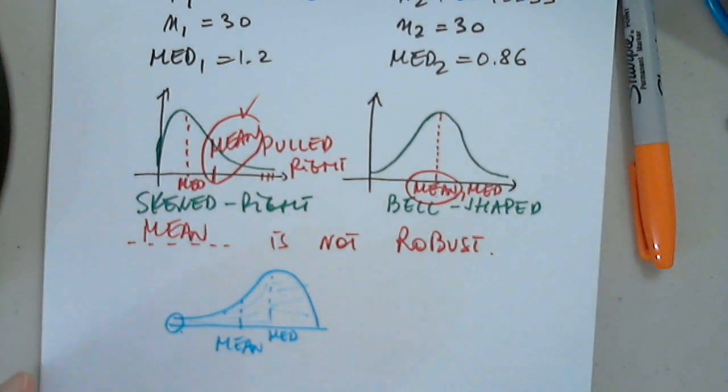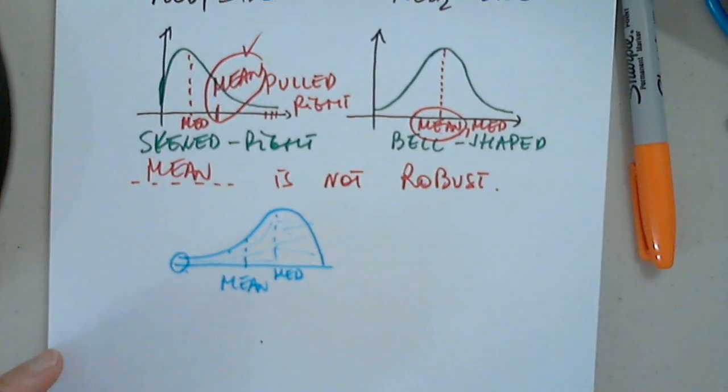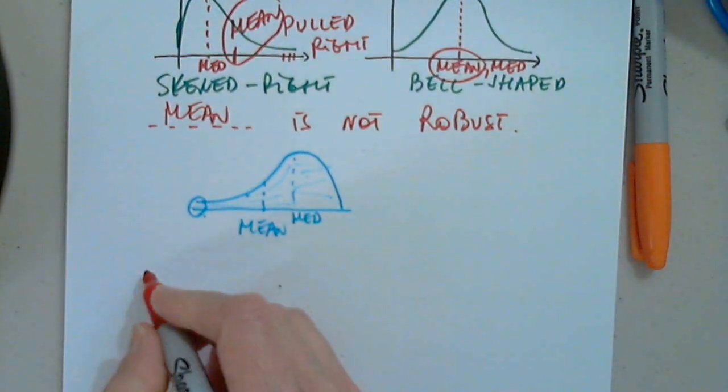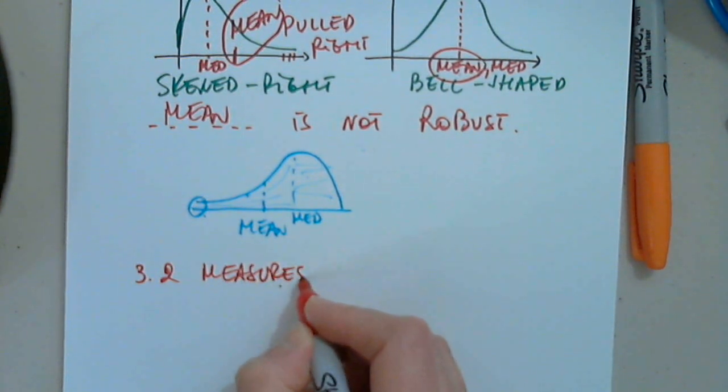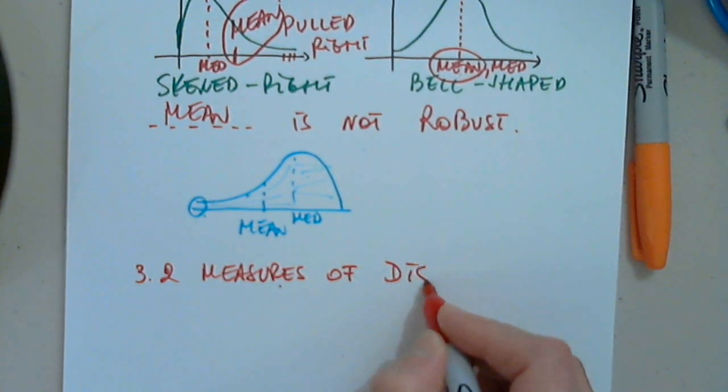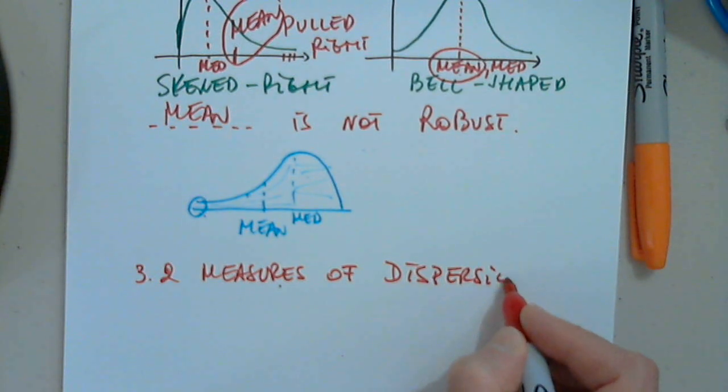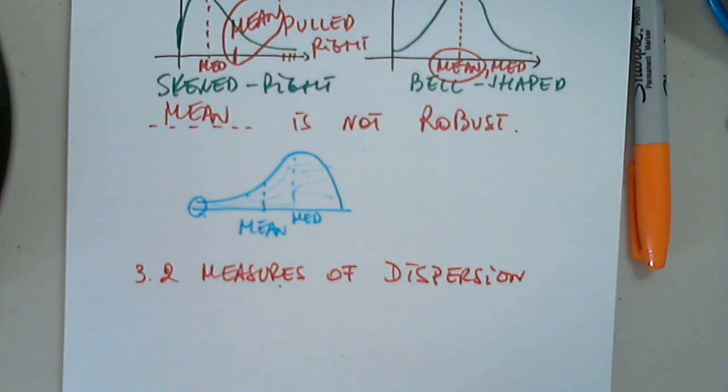So let's continue with that. So moving on to 3.2, measures of dispersion. Good. And here they are.